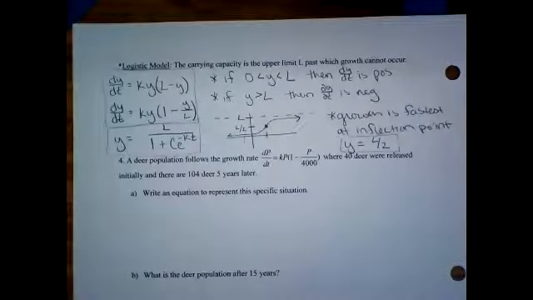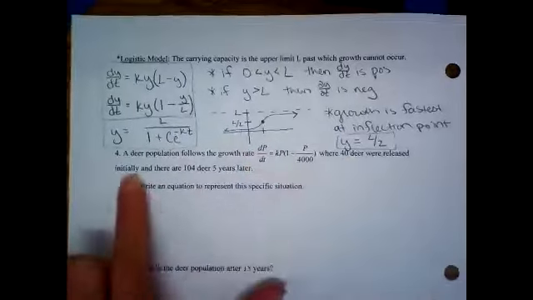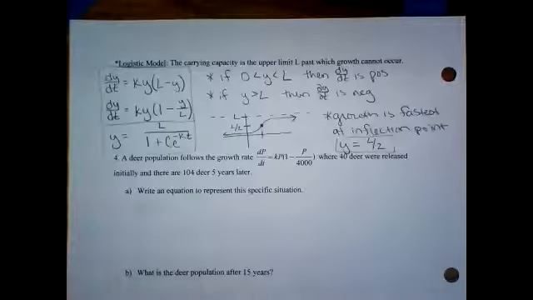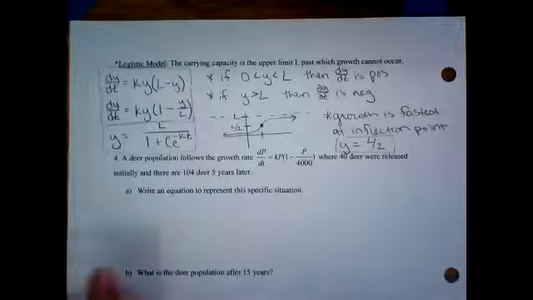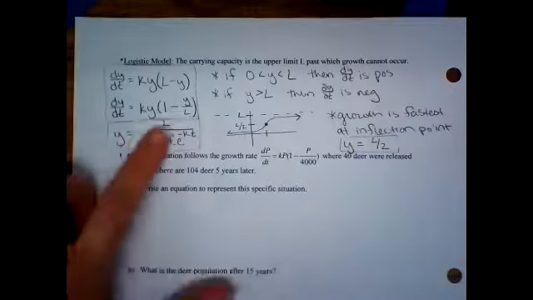Deer population follows this model. 40 deer were released initially. There are 104 deer 5 years later. So they're growing their population. Write an equation to represent this specific situation. All right, what is L? You should just be able to pull it out of the differential equation. 4,000, we can't have more than 4,000 deer, all right?